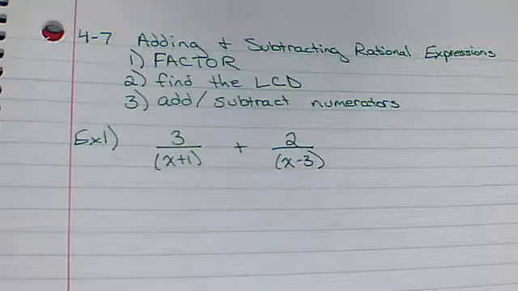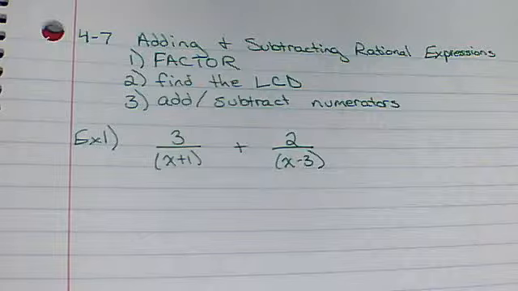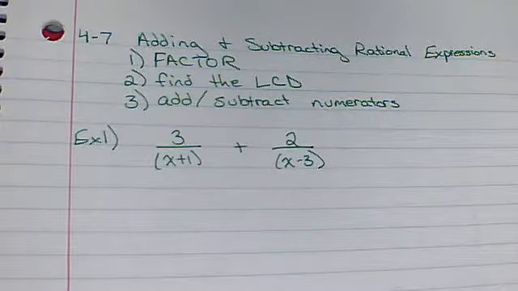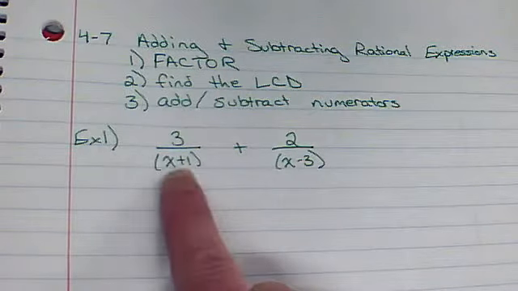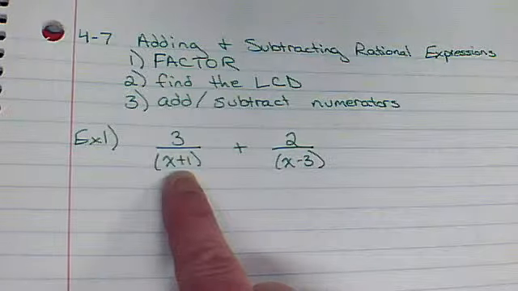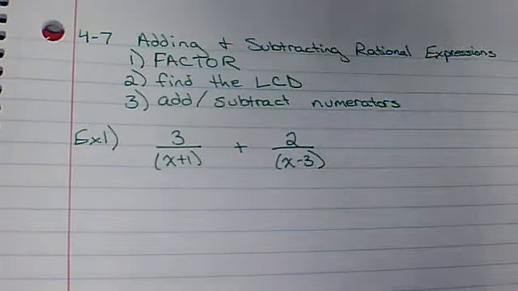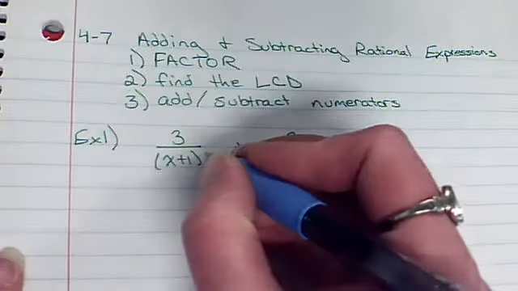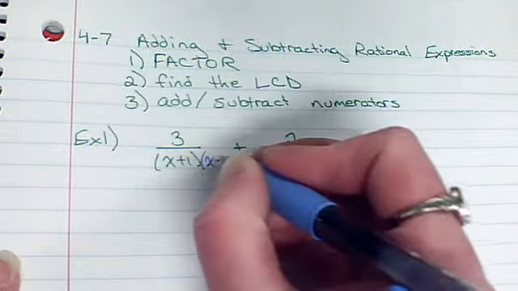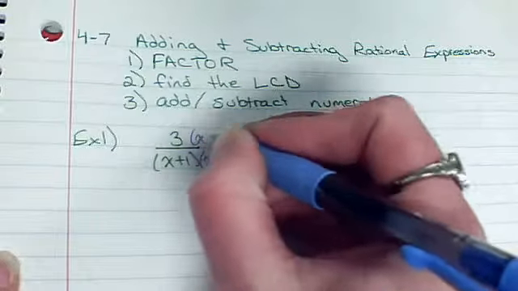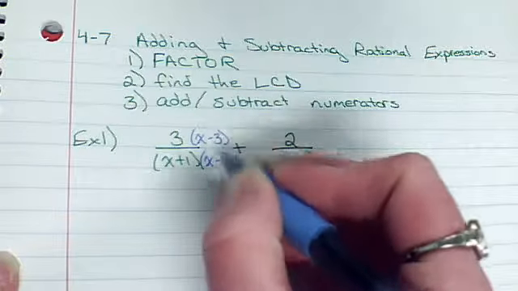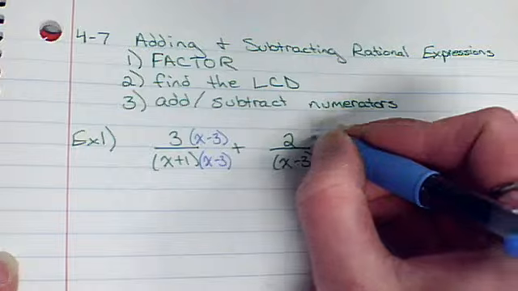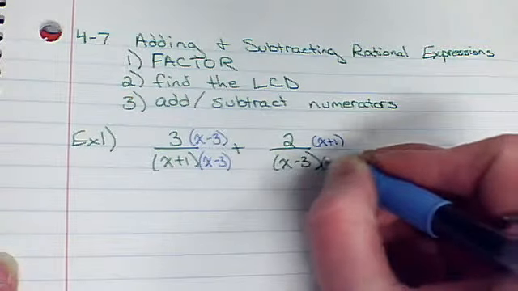Okay, in this example, we already have everything factored, so we don't have to do that step. Now we need to find the least common denominator. The way you find a least common denominator in fractions is to multiply to make them the same. So these are not the same, but remember, one of the shortcuts is that you can multiply them together, and that would give you a common denominator. So I'm going to multiply this one by x minus 3, but I also have to multiply the numerator, so that we're multiplying by 1. And then I'll multiply this one by x plus 1 and x plus 1.